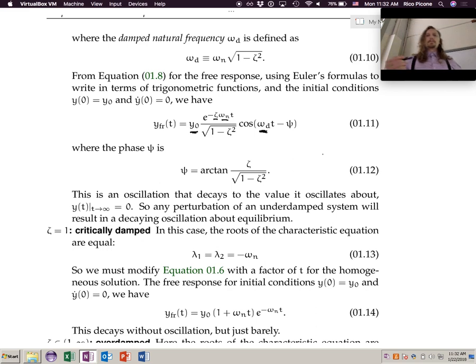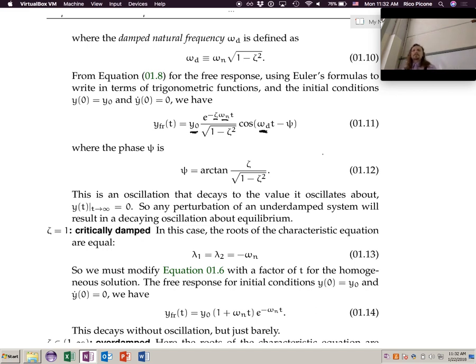So this is probably a good chunk of our systems: underdamped second order systems. They have some oscillation, but they're not going to oscillate forever. Your average second order system is going to be kind of like this.